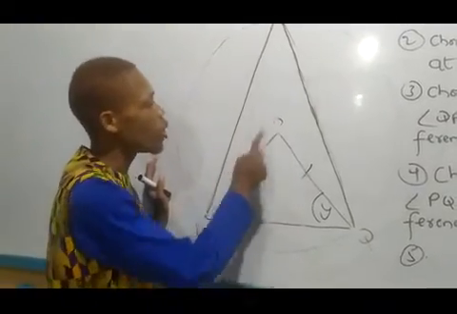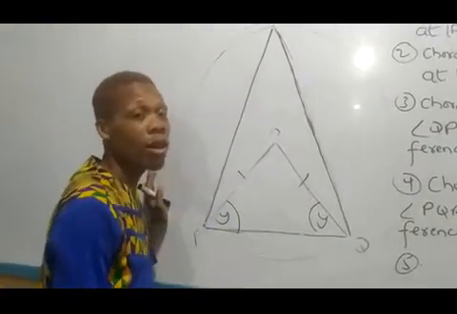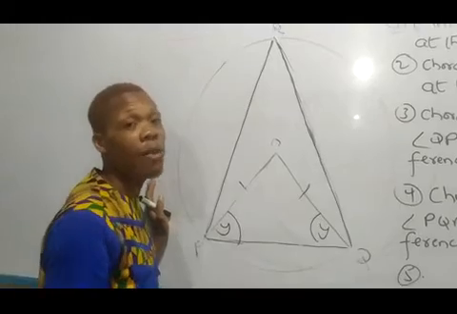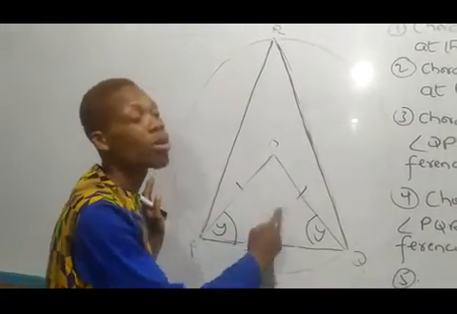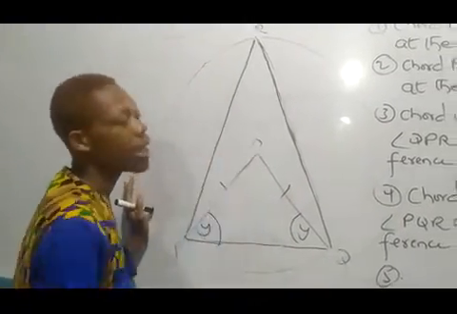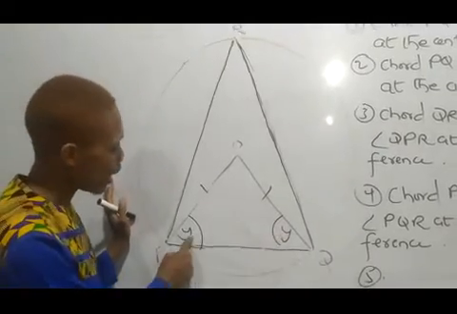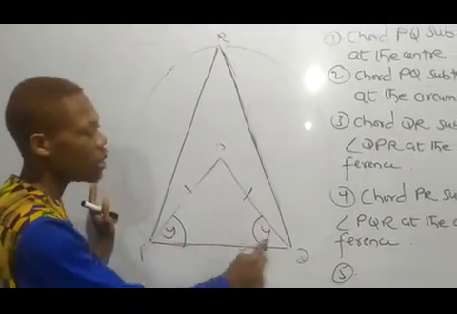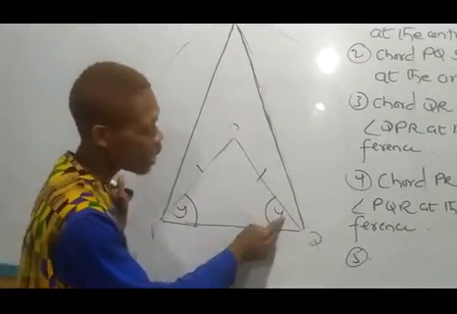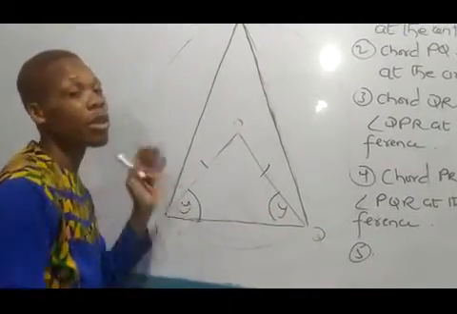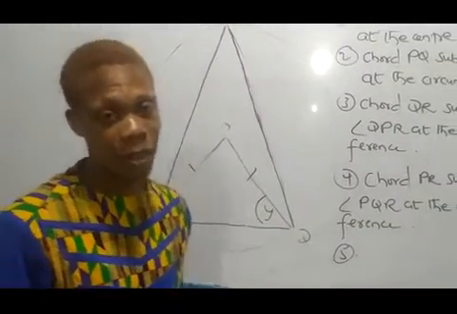Because OP is a radius and OQ is another radius, the 2 radii will be equal in length. So this length is equal to that, and that will make the triangle here isosceles, so that the base angles here will always be equal. If this side is 10, it means this side will be 10. If this angle is 50, this angle is also going to be 50 degrees.